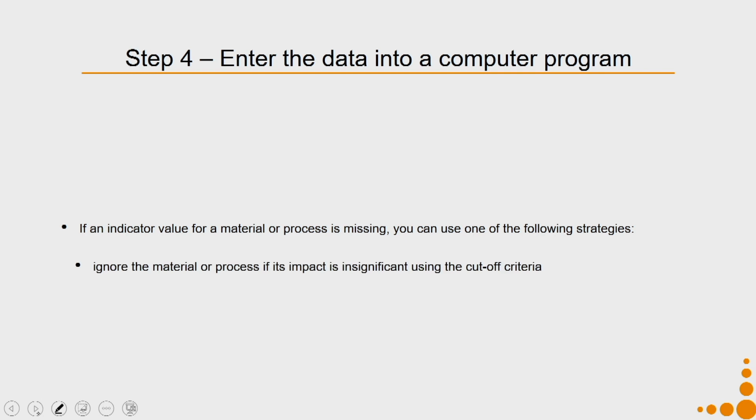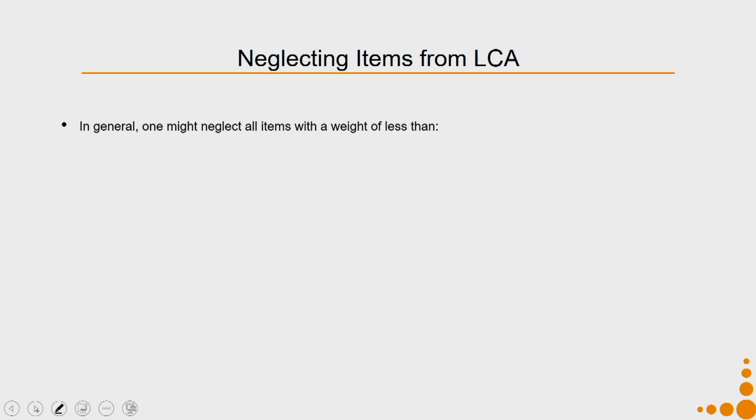First, you can ignore the material or process if its impact is insignificant using the cutoff criteria. So, what were the cutoff criteria? We already had a discussion on our cutoff criteria. You can neglect items from LCA in general on the basis of weight. If the weight is less than 1% when the list of total number of items is less than 20, or if the weight of that particular item is 0.5% when the list is between 20 to 40 items.